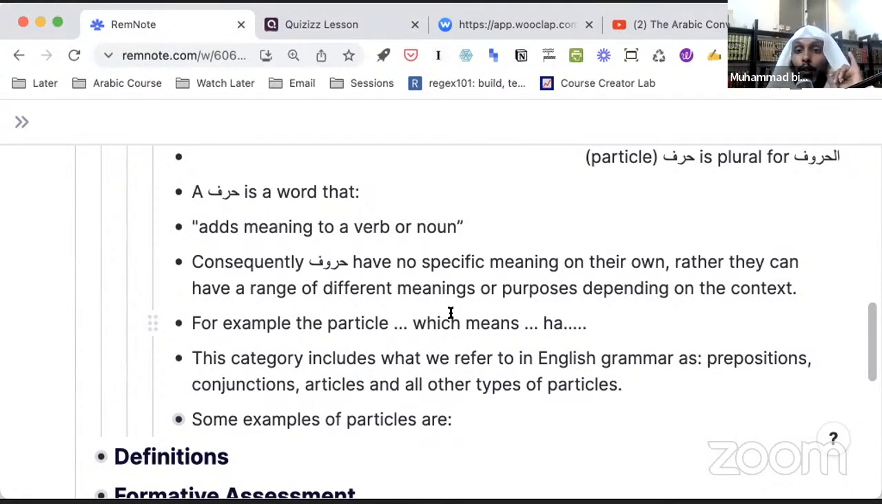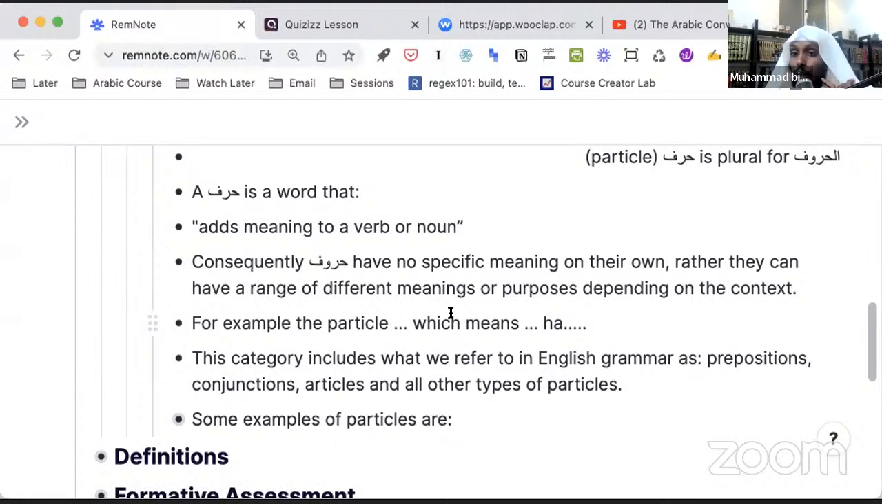What are some of the function words we've done so far? We've done asma'ul istifham, the interrogative words. Even though they're nouns, they're also considered function words for the most part. They're adawatul istifham, some are nouns, some are particles. Grammatically speaking, we want to be precise. But they are function words.